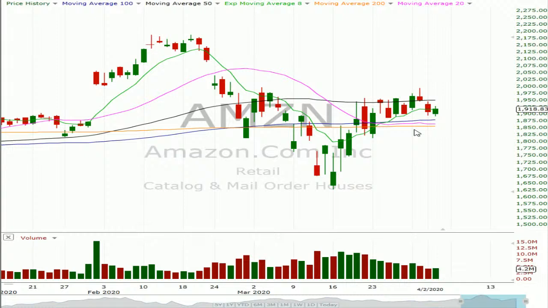I just wanted to go over that because as we start to chop around and consolidate, you're starting to see this play out a little bit more. So just something to keep an eye on there.